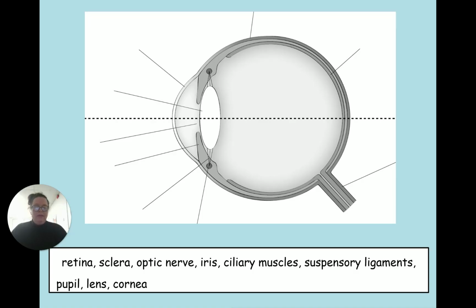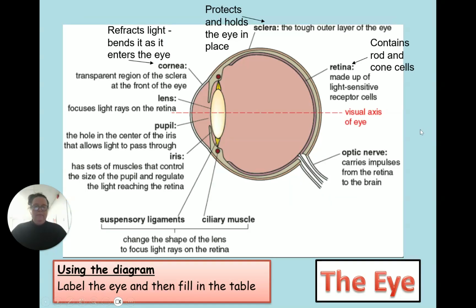Okay, well done. So let's have a look at our labels and see if you got the correct names for the correct things. So a lot of information on here, and we've also got some explanations as well, but let's just look at the labels first. So the cornea is the transparent region at the front of the eye. Okay, so that was this label here.